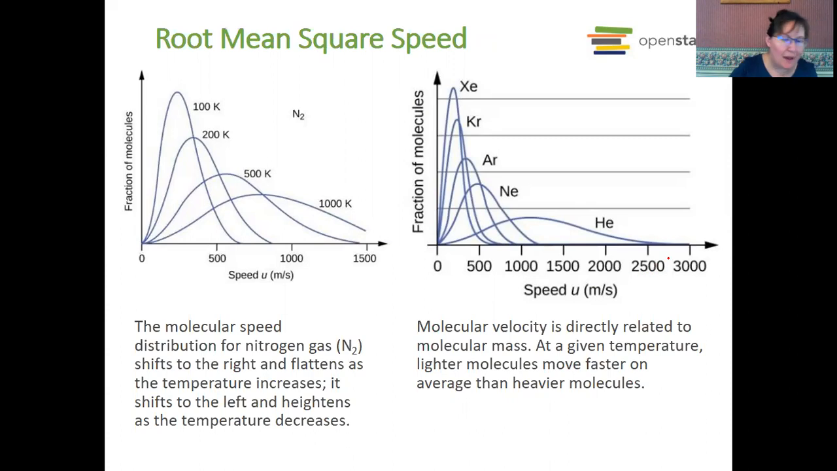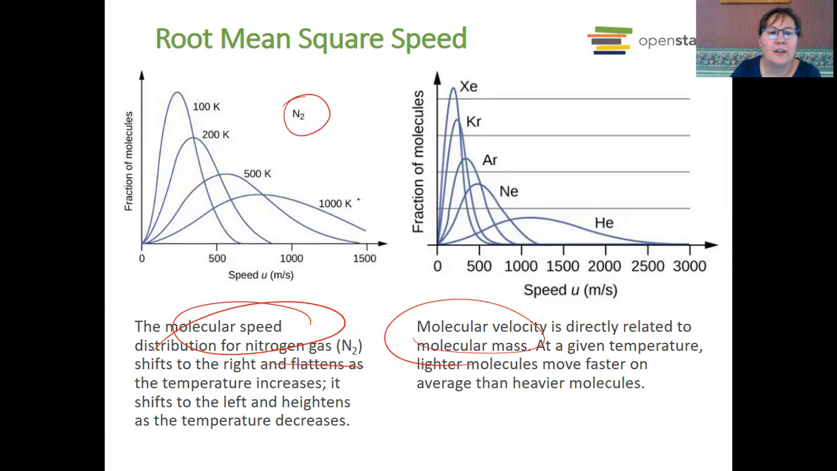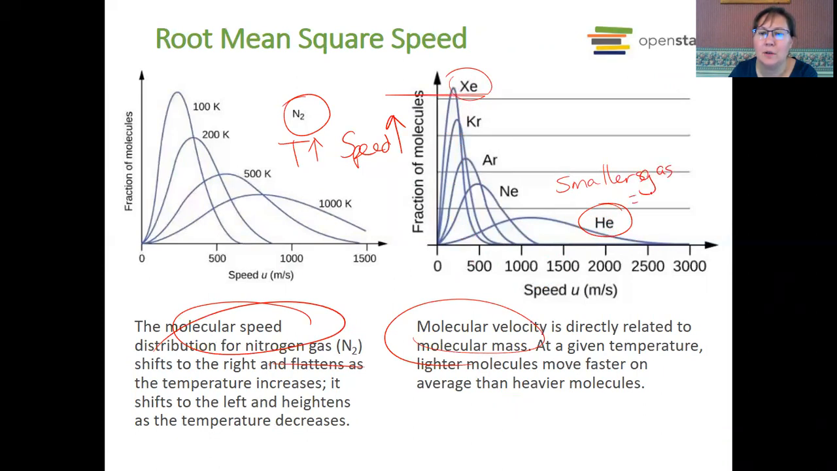All right, the last mathematical topic we have is root mean square speed. The root mean square speed is the molecular speed, or molecular velocity, of our gas molecules, directly related to molar mass. So look here, you can see that all of these are for nitrogen. The hotter we get, see how we're spreading out? So what we can see here is that as the temperature increases, our speed increases as well. And in this one, xenon is heavier than helium, right? The smaller our gas, the higher the speed.